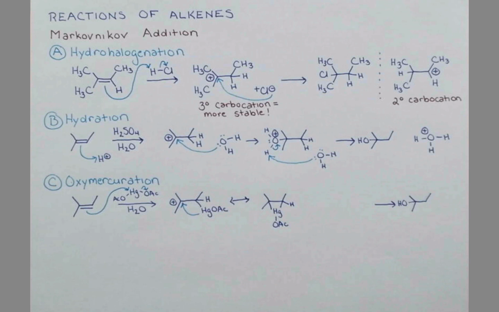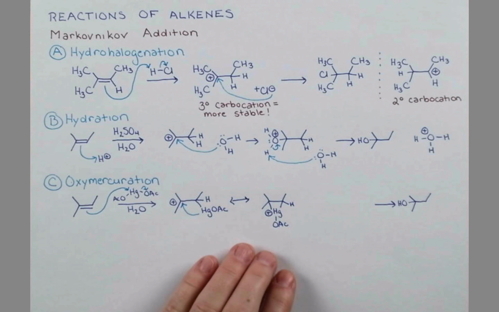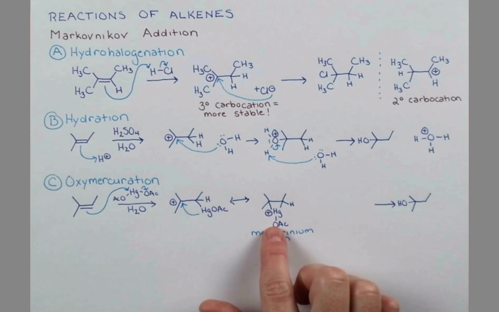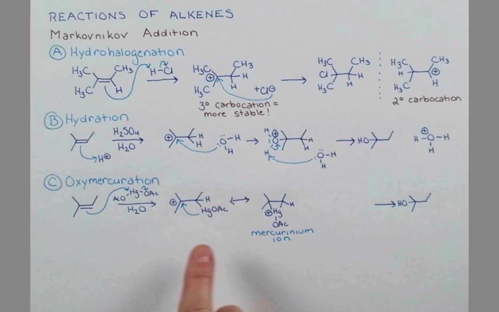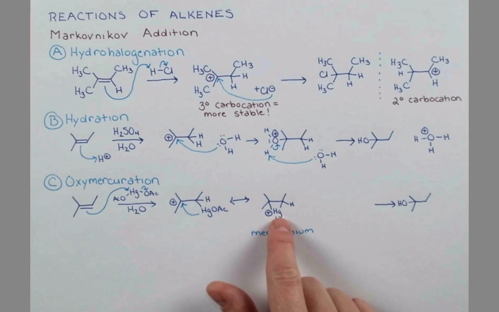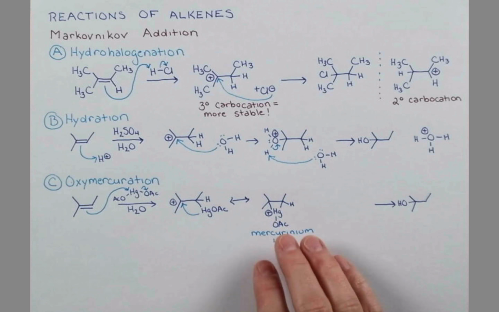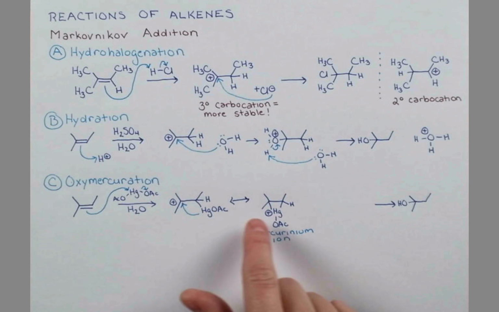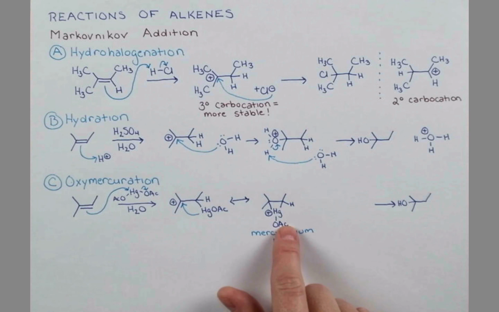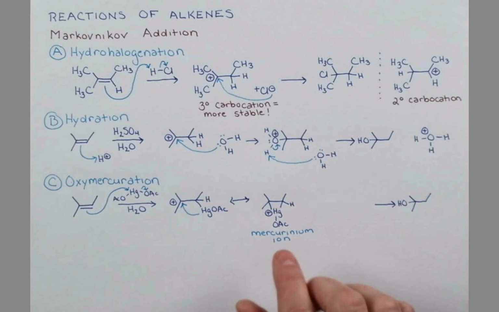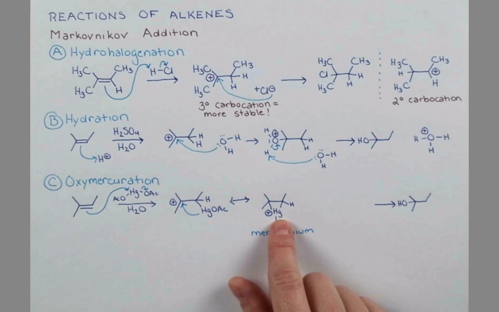Mercury shared the electrons, and the positive charge is now on mercury. This is called a mercurinium ion, and this contributes a lot to the overall structure. However, it's in resonance with this carbocation. We could actually draw a third resonance form that puts it in resonance with the secondary carbocation, but we know that these two are the main contributing forms because this one has the positive charge on mercury, and mercury is good at that. This is just a new thing that we'll have to learn here.